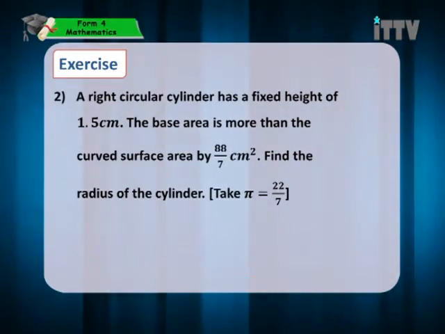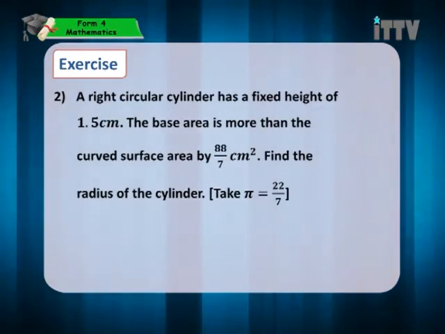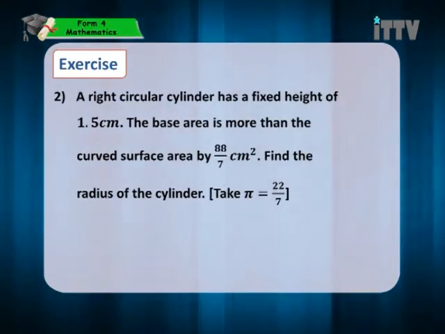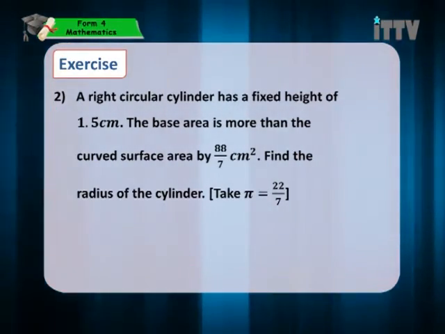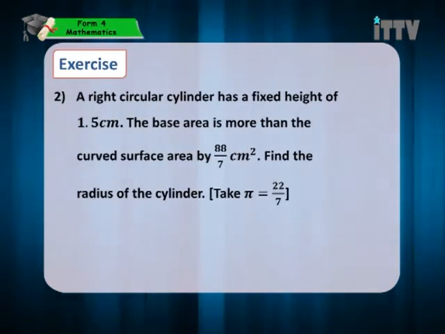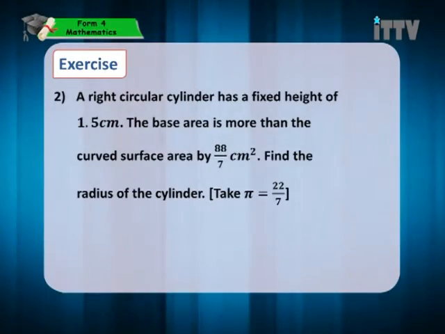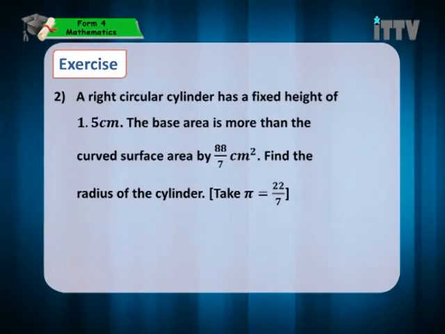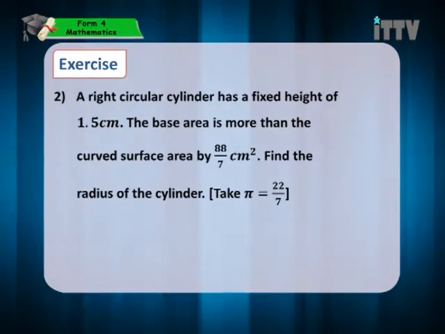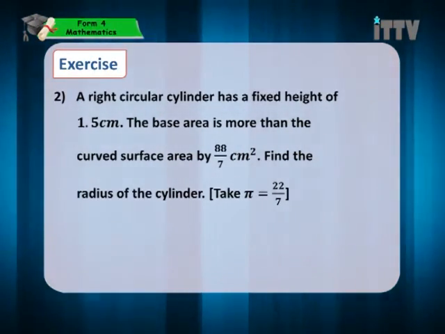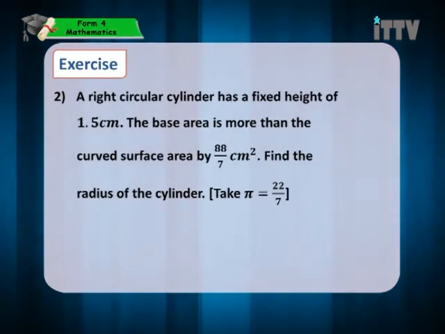Alright guys, now let's look at another example where we apply quadratic equations in problem solving. Let's look here at number 2. A right circular cylinder has a fixed height of 1.5 centimeters. The base area is more than the curved surface area by 88/7 centimeters squared. Find the radius of the cylinder. Take pi as 22/7.